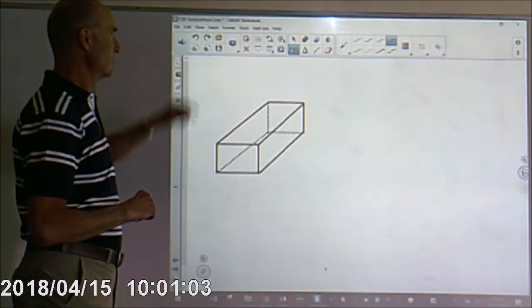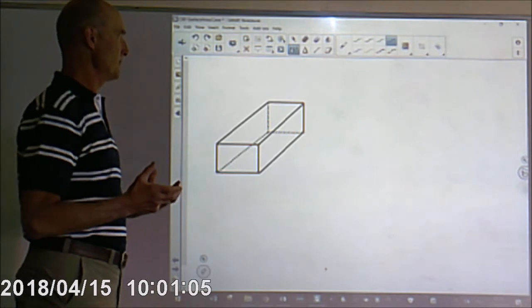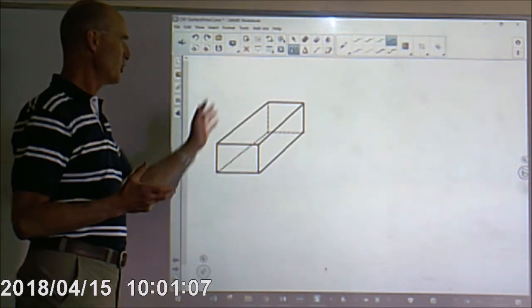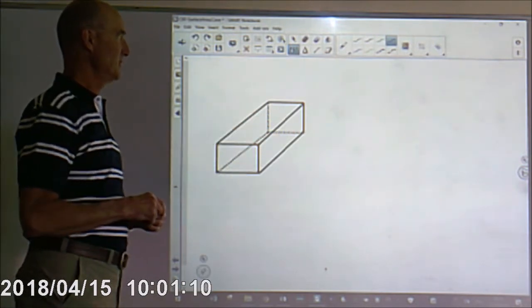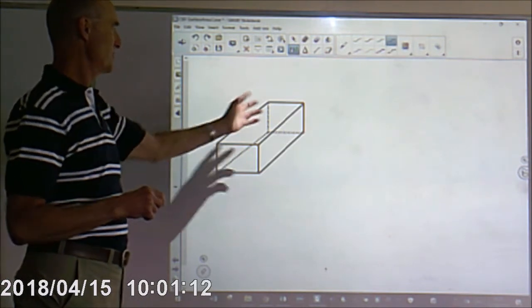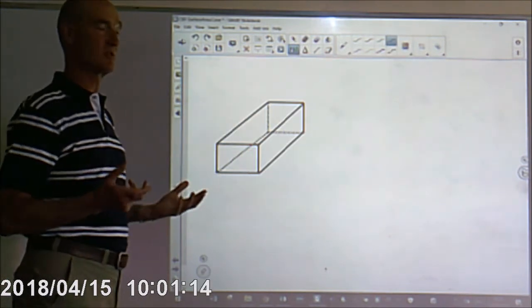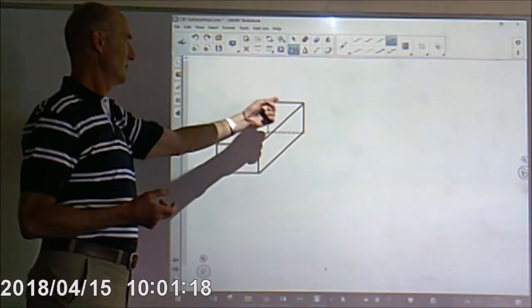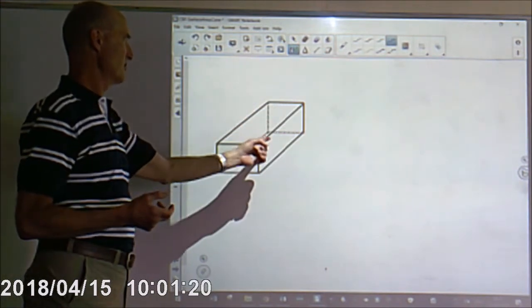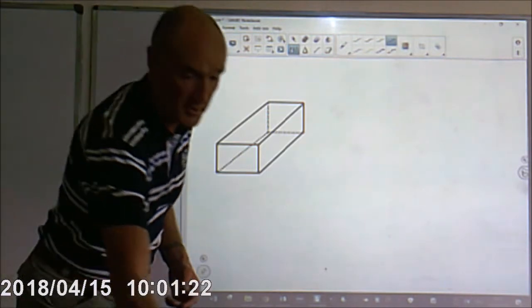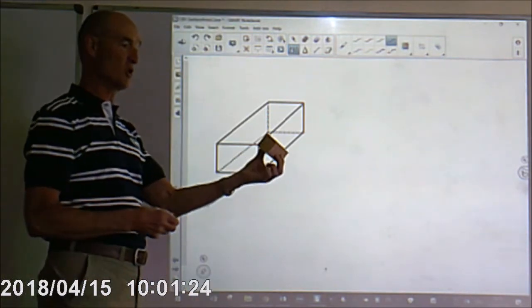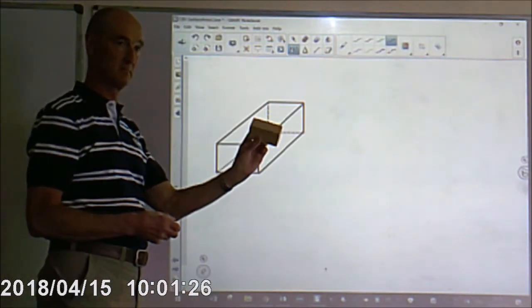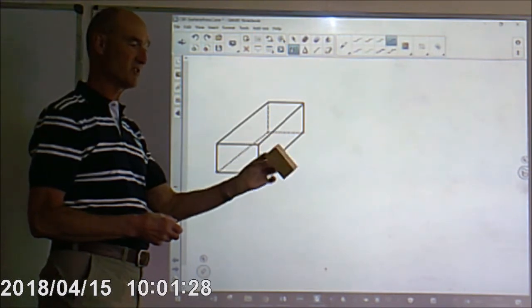Now, quick bit of a revision for most of you. Here we've got a cuboid. If I asked you to find the surface area of that cuboid, what have we got to do? We've got to find the surface area of each of the sides and add them up. Now a cuboid has got 6 sides. Okay, it's got 6 faces, 6 sides.